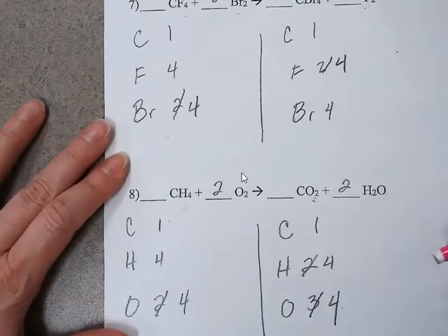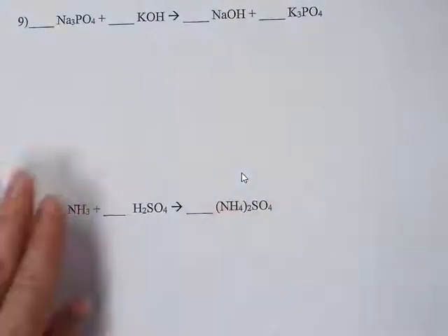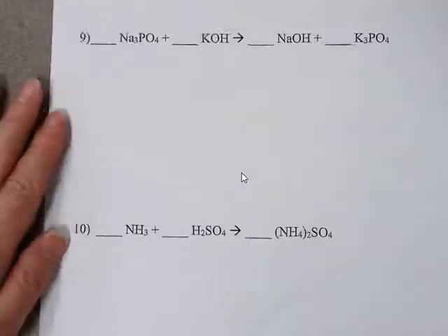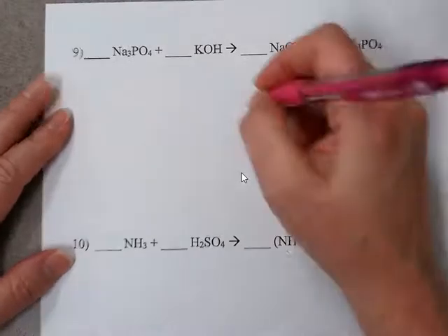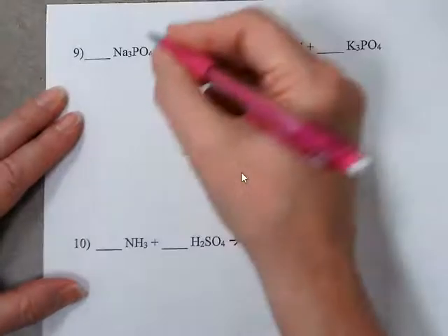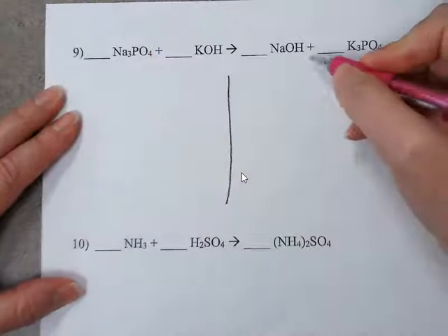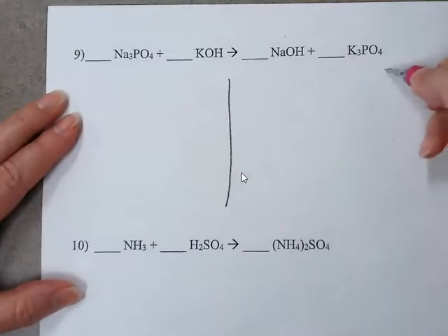All right, let's do some harder ones. Ooh, I'm running at 11 minutes here. I'm going to do 2 more and then I'll call it a day. All right? What do we got? Sodium phosphate reacts with potassium hydroxide to make sodium hydroxide and potassium phosphate.